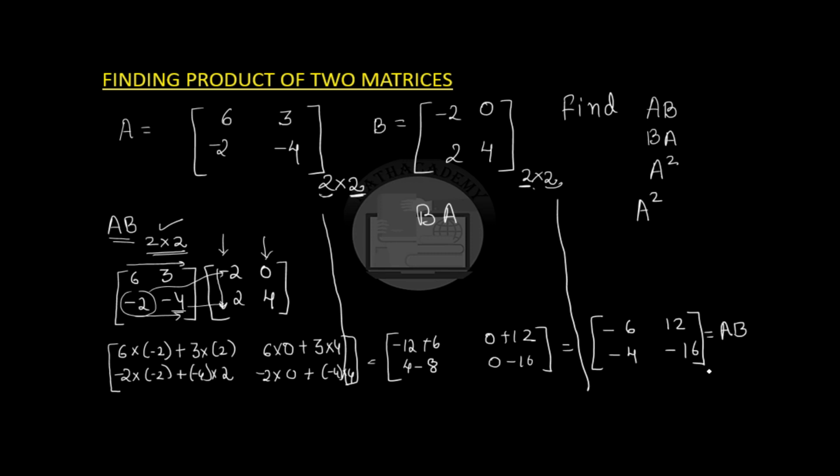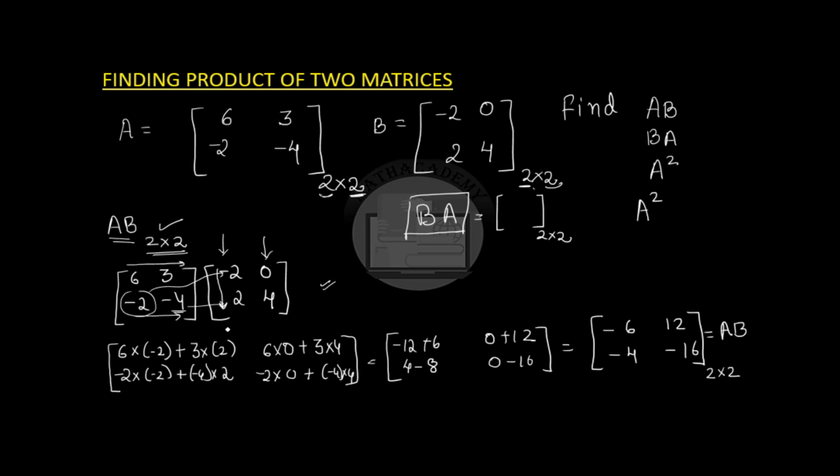And we see that there are 2 rows and 2 columns. Yes? So this is how we perform the multiplication of two matrices. Now let us see what happens in case of matrix BA. We will have to write the matrix B first and then multiply it to matrix A. Again it is a 2 by 2 and 2 by 2 matrix, so we will get the resultant matrix as a 2 by 2 matrix again.